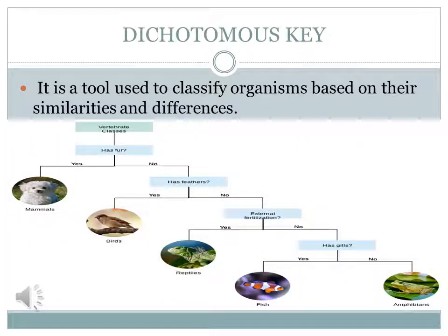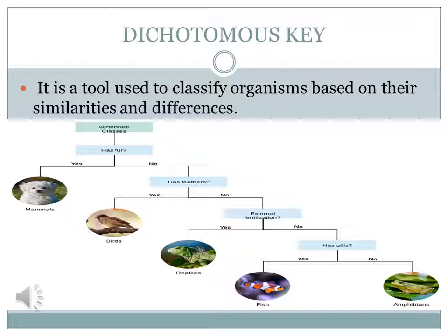Now let's see the next topic, dichotomous key. What is a dichotomous key? A dichotomous key is a tool used to classify organisms based on their similarities and differences. A dichotomous key is a tool that allows the user to determine the identity of items in the natural world, such as trees, wildflowers, mammals, reptiles, rocks and fish.